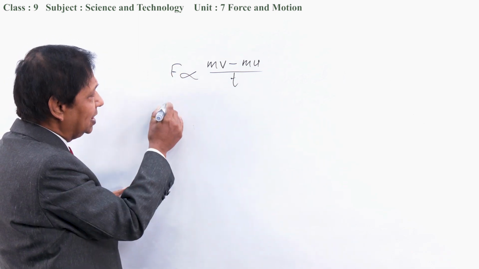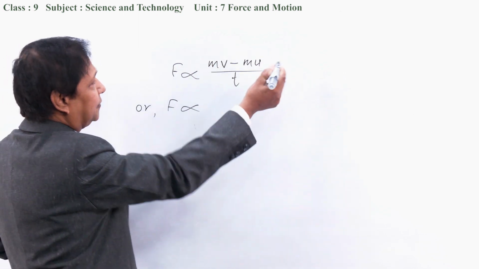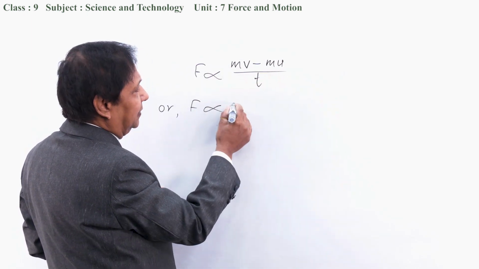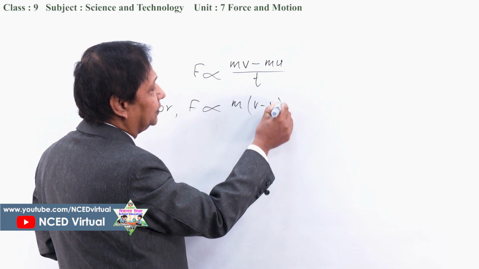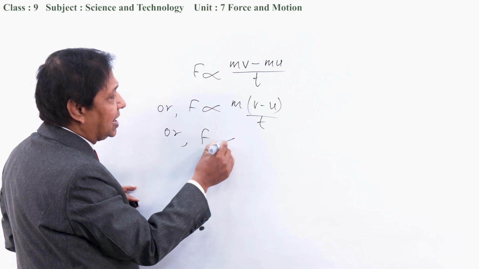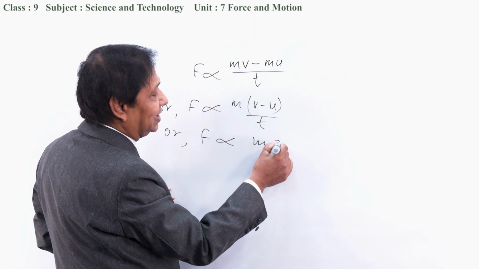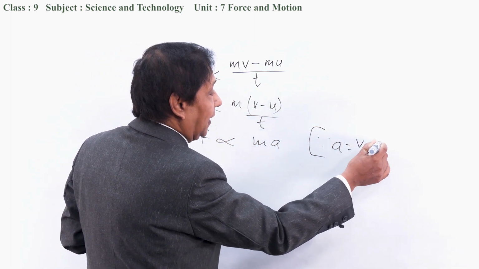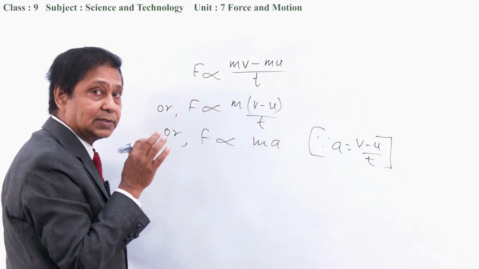And now let's go forward. In mv minus mu, if m is taken as common, then we'll have v minus u, t remains the same, or F is directly proportional to m times (v minus u) by t. Here v minus u by t is acceleration, because we know that acceleration is equal to final velocity minus initial velocity by time taken. It was taught in the previous class also.